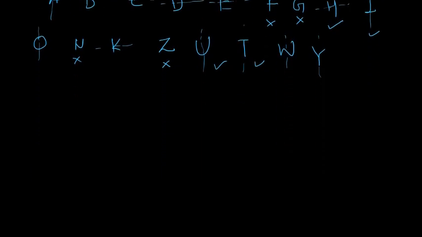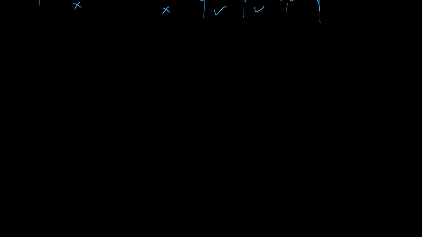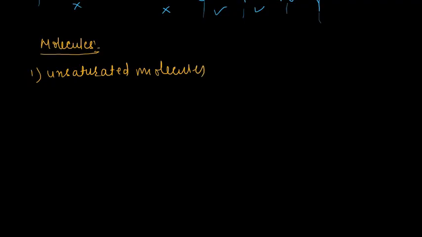Now, when we talk about molecules or chemistry-related problems, how do we define the plane of symmetry in molecules? In molecules, we're going to take the very first example of unsaturated molecules. So does an unsaturated molecule have a plane of symmetry or not? How do we determine whether unsaturated molecules have a plane of symmetry or not?